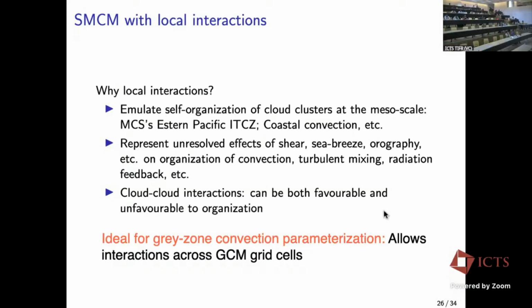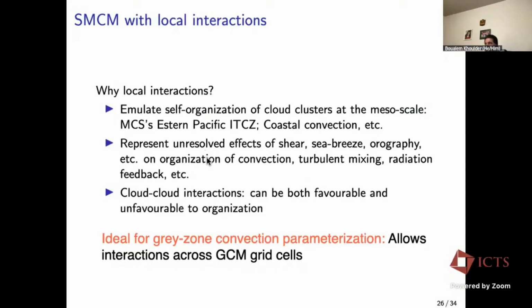Yes. Good. Okay, so let me talk a bit about the local interactions, and what they are important for. They will be one way to emulate self-organization at the small scale, like at the scale of the GCM grid box. And then you can look at mesoscale systems, like in the Eastern Pacific or coastal convection, if you're interested in systems that propagate along or across continents to the ocean and vice versa, or shear organization, sea breeze, and so on.